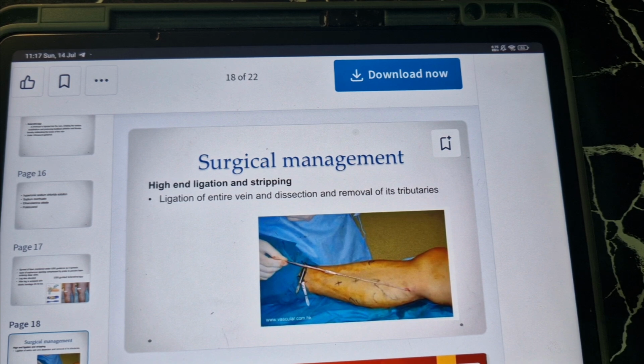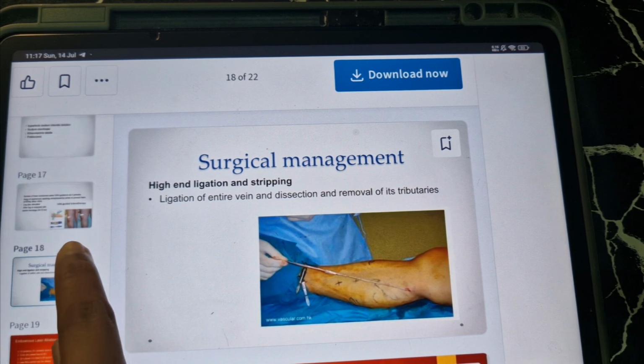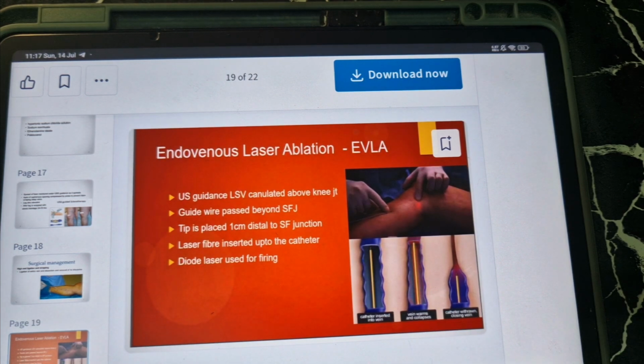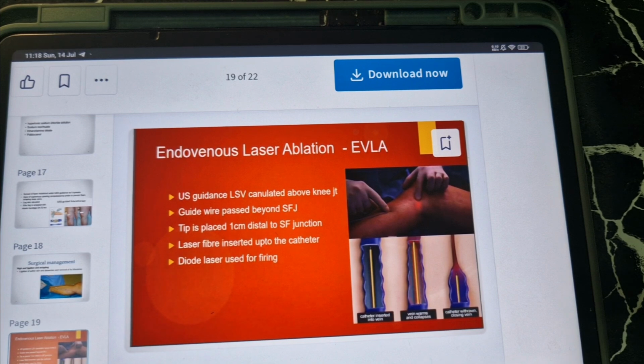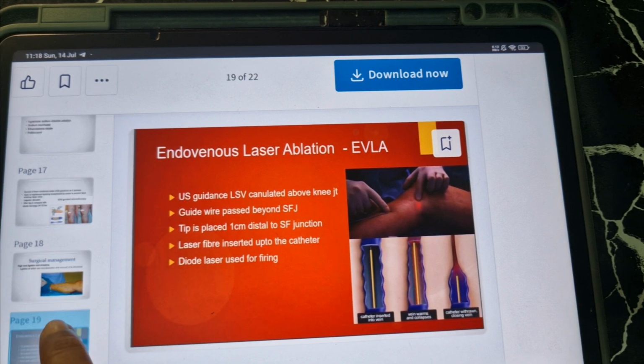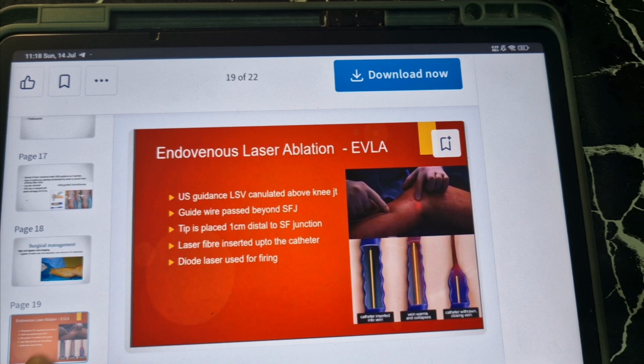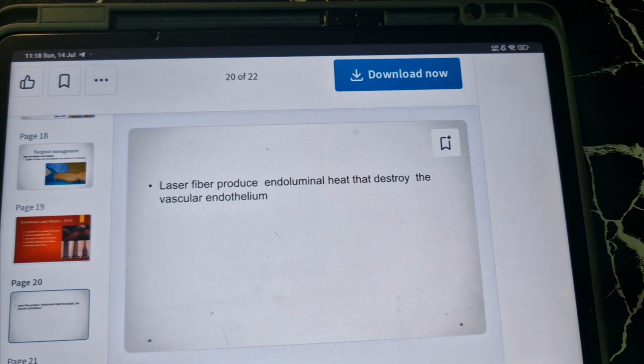Ligation of the entire vein and dissection and removal of its tributaries. Endovenous laser ablation, EVLA: under US guidance the LSV is cannulated above the knee joint, a guide wire is passed up to the saphenofemoral junction, the tip is placed 1 cm distal to the saphenofemoral junction, and the laser fiber is inserted up to the catheter. A diode laser is used for firing. The laser fiber produces endoluminal heat that destroys the vascular endothelium.